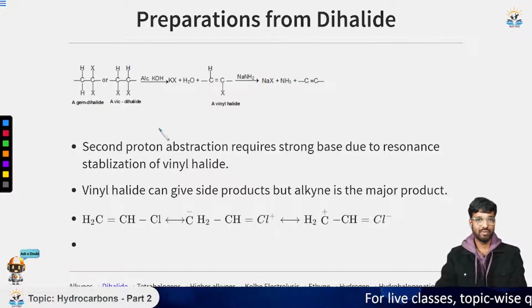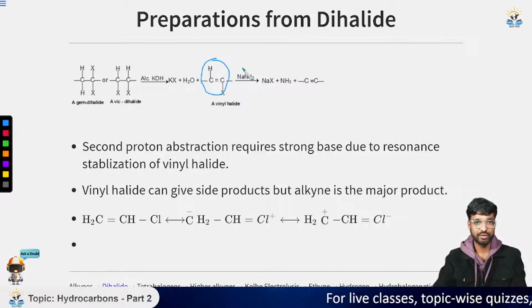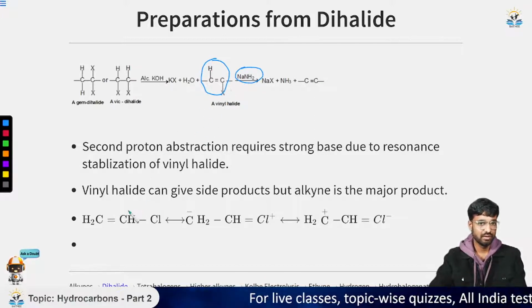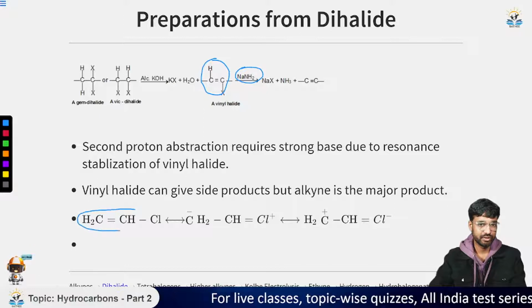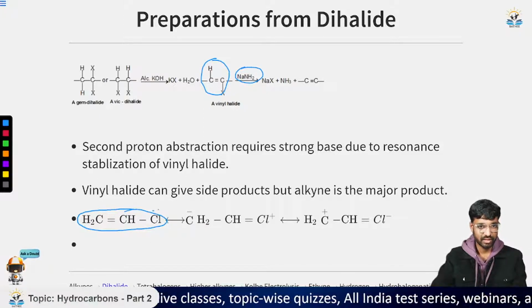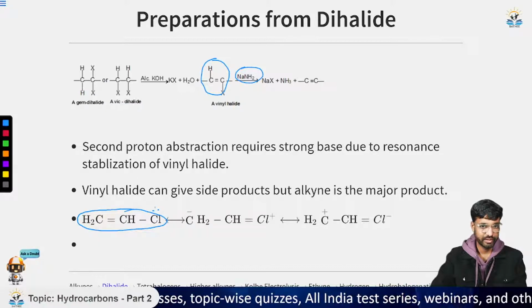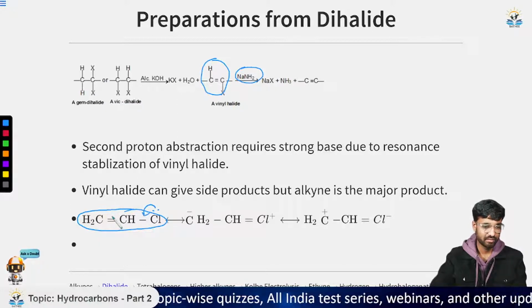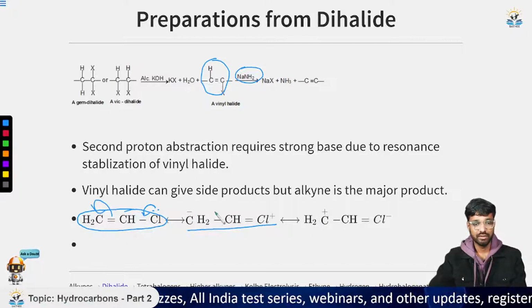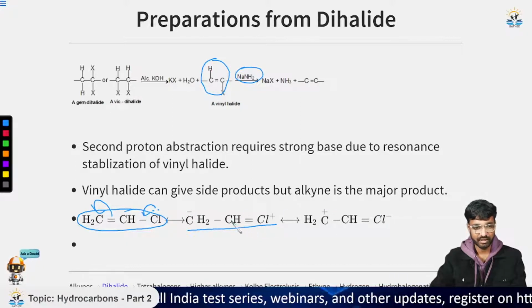Now next, why is this stable? Why do we require a strong base here? Because it is resonance stabilized. Suppose this is the haloalkene that we have. Now this Cl has a lone pair, so it can donate its lone pair like this, and we can have this resonance structure. Again, this can be done like this also.